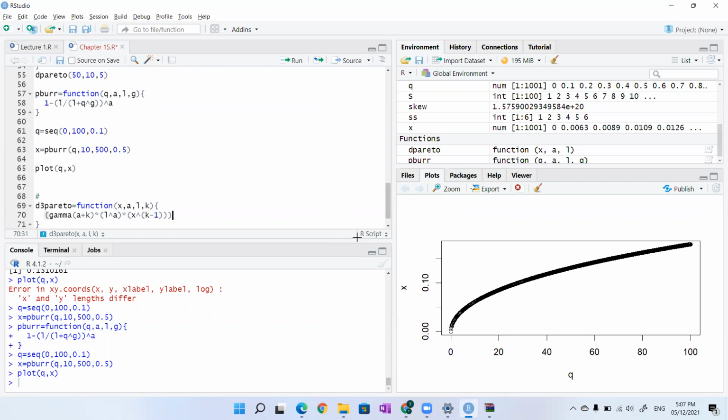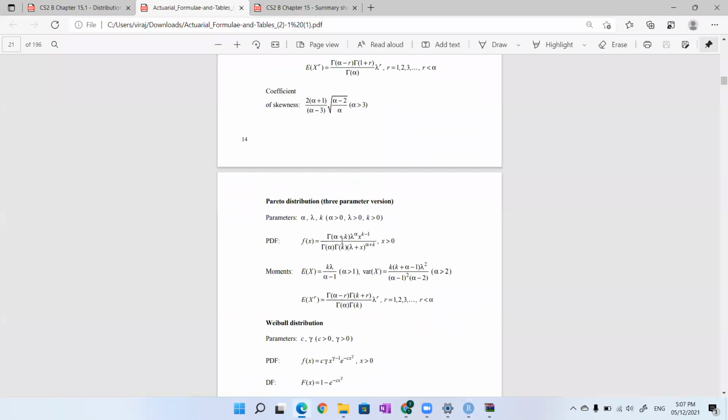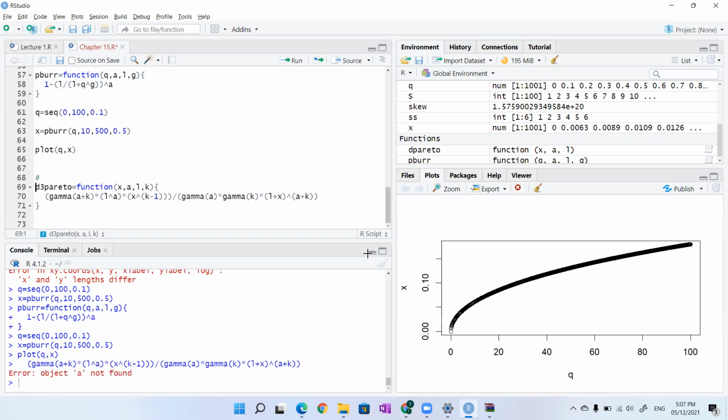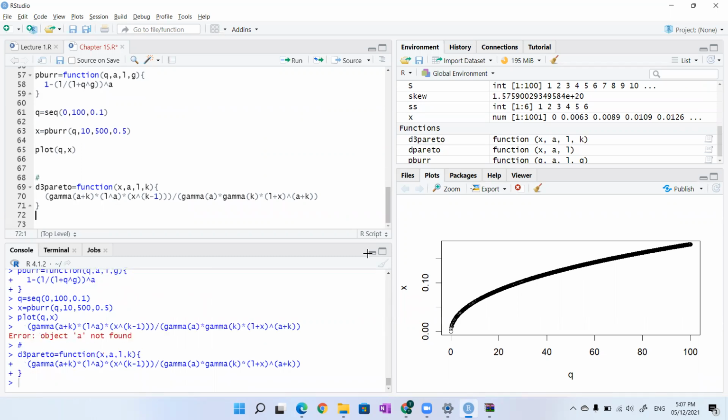That becomes our numerator. Divided by your denominator, which is gamma of alpha, multiplied by gamma of k, sorry, and lambda plus x, the whole raised to alpha plus k. So yeah, this would be your D3 Pareto, you got it.